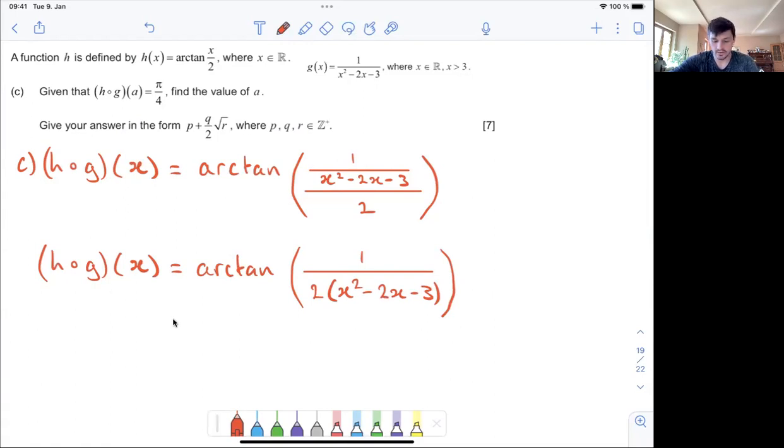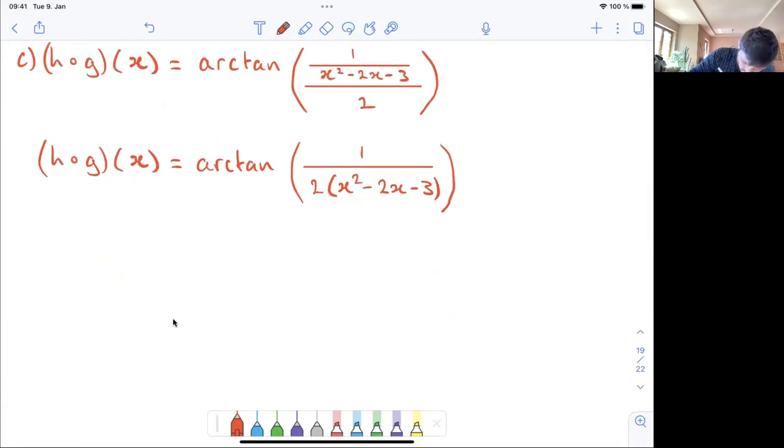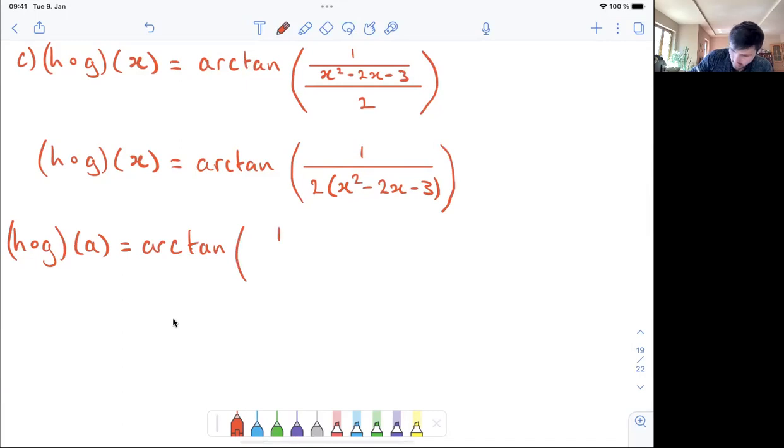All right, we know that h of g of a is equal to pi over 4. All right, so now let's show that. So we can go h of g of a is going to equal arctan of 1 over 2 lots of a squared minus 2a minus 3. Cool, and then close bracket. All right, and we know that this is equal to pi over 4.